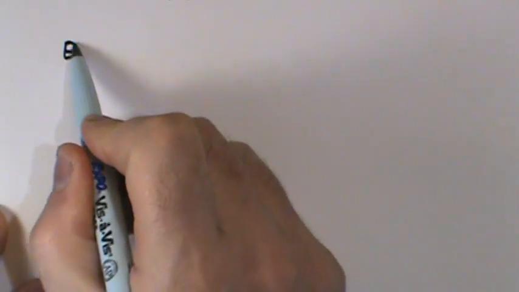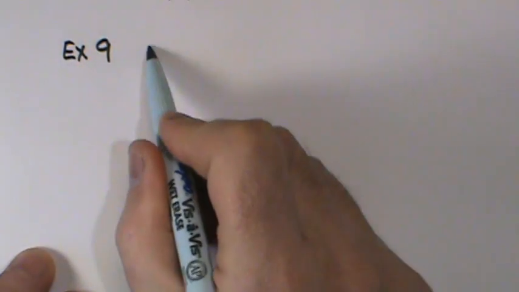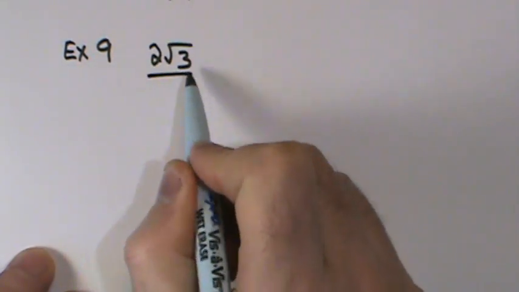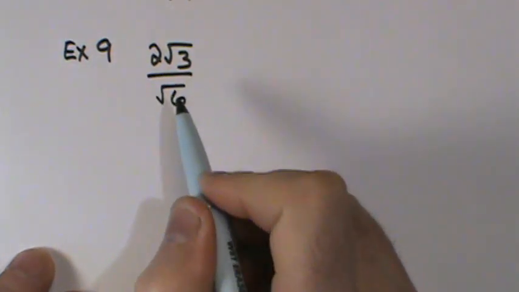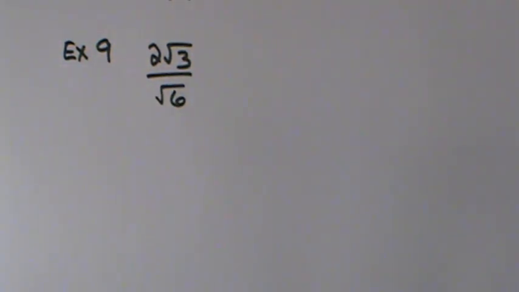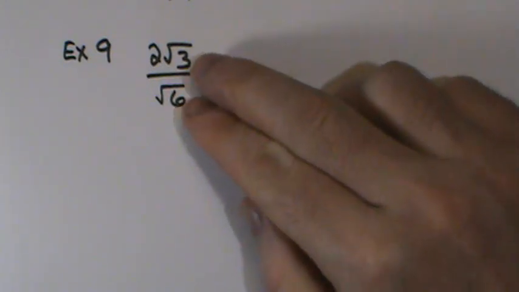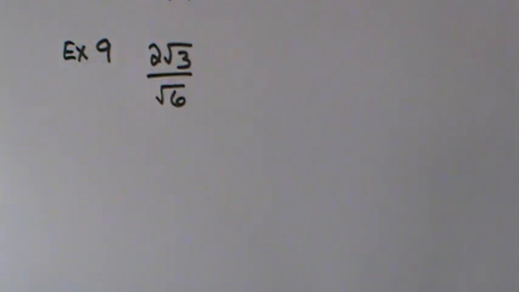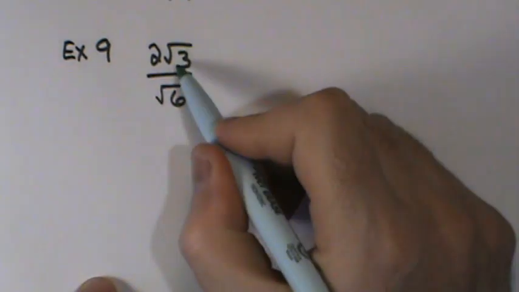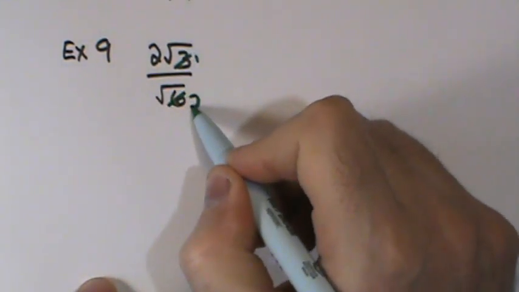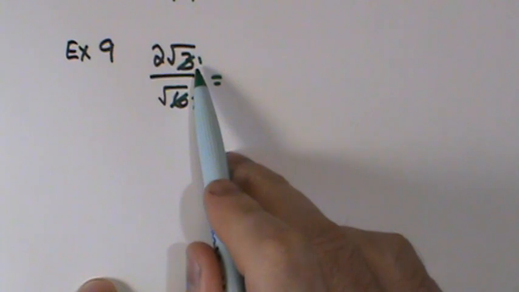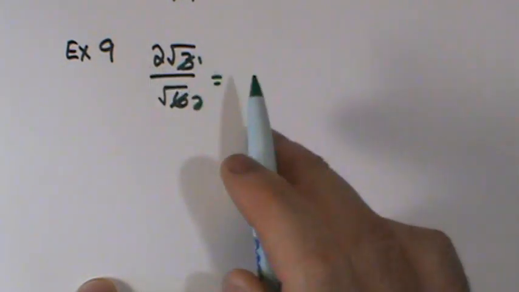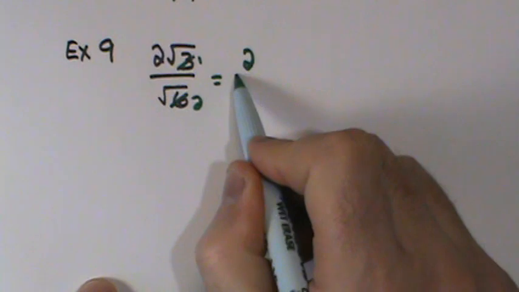We'll do another example. We'll call it example 9. With example 9, we have 2 rad 3 over radical 6. As we look at that problem, once again we see that the 2 radicals do have a common factor, so we are able to cancel those. I can cancel that, call that a 1. Cancel this, call that a 2. Square root of 1 is always 1. So this would be 2 times 1, which is just 2.